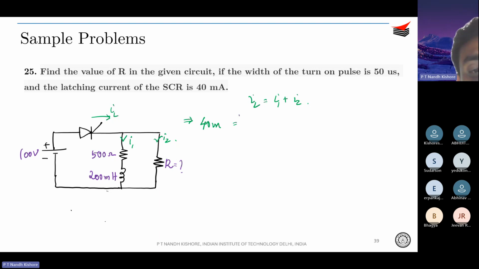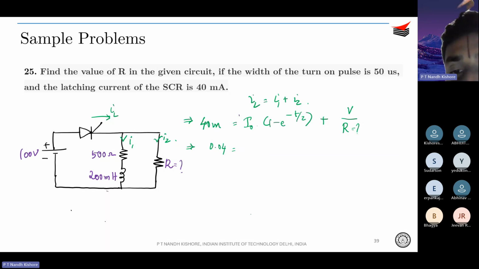40 milli is I1 plus I2. So what is I1? I naught into 1 minus e power minus t by tau, plus what is I2? V by R. This is the value that we need to find out, right? So 0.04. And what is I naught? I naught is V by R. So what is R over here? 500 ohms, right? 500 ohms into 1 minus e power minus t, where t is given as 50 microseconds, divided by tau.